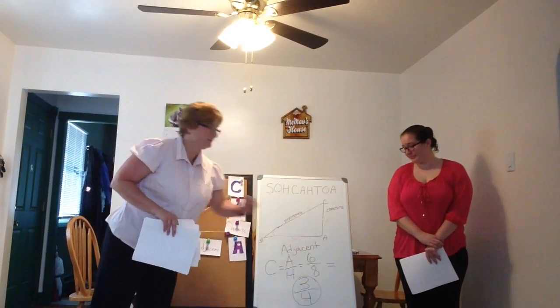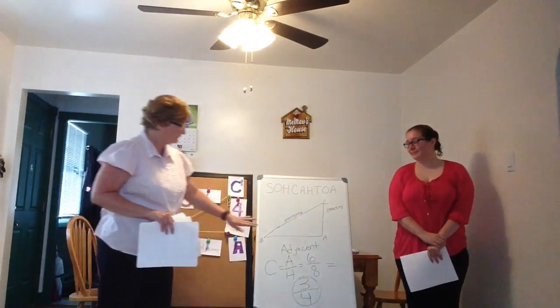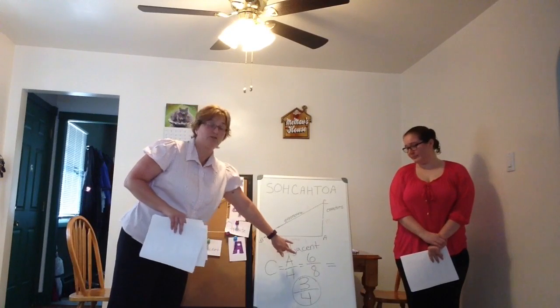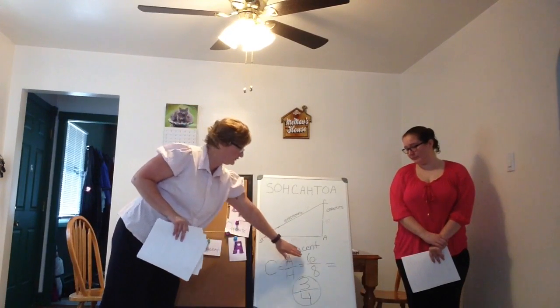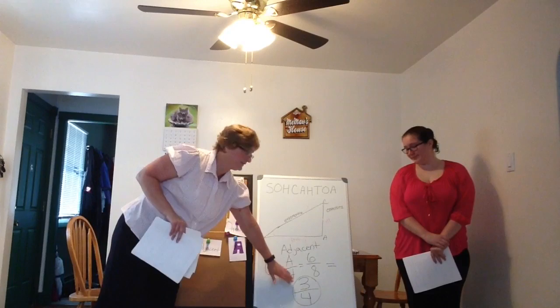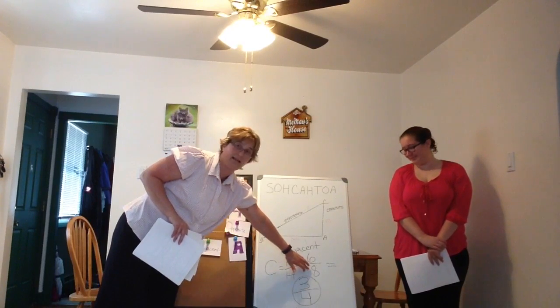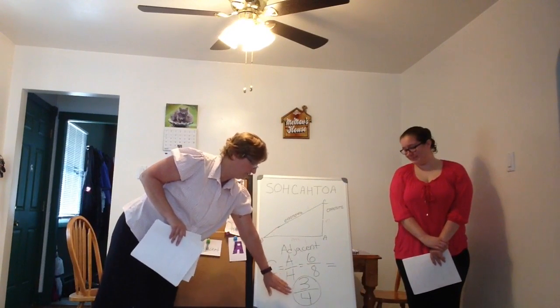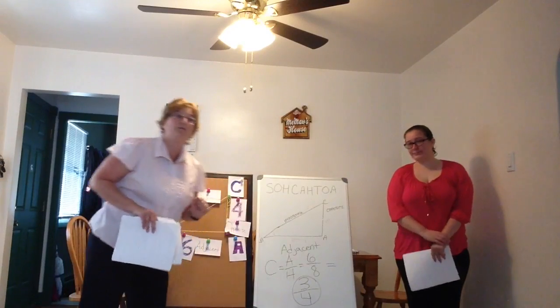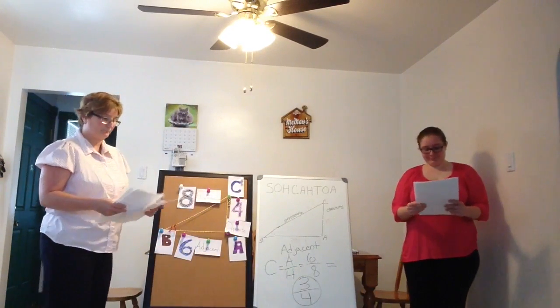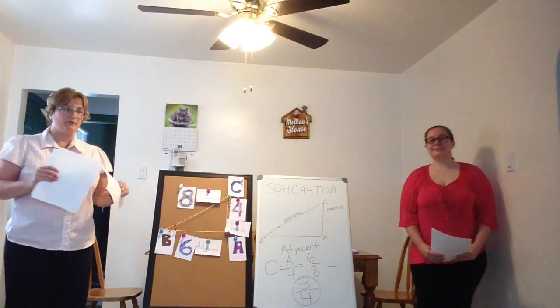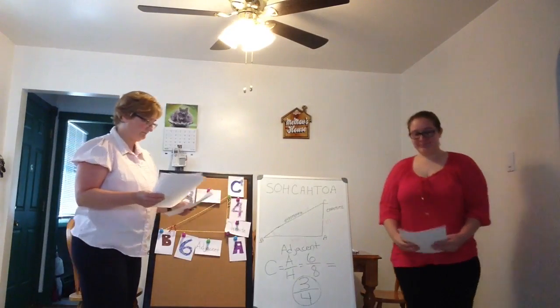6 over 8 can be simplified. Now 2 goes into both the 6 and the 8. So 2 into 6, 3 times. 2 goes into 8, 4 times. So your final simplified fraction is 3/4. I hope everybody got that answer.